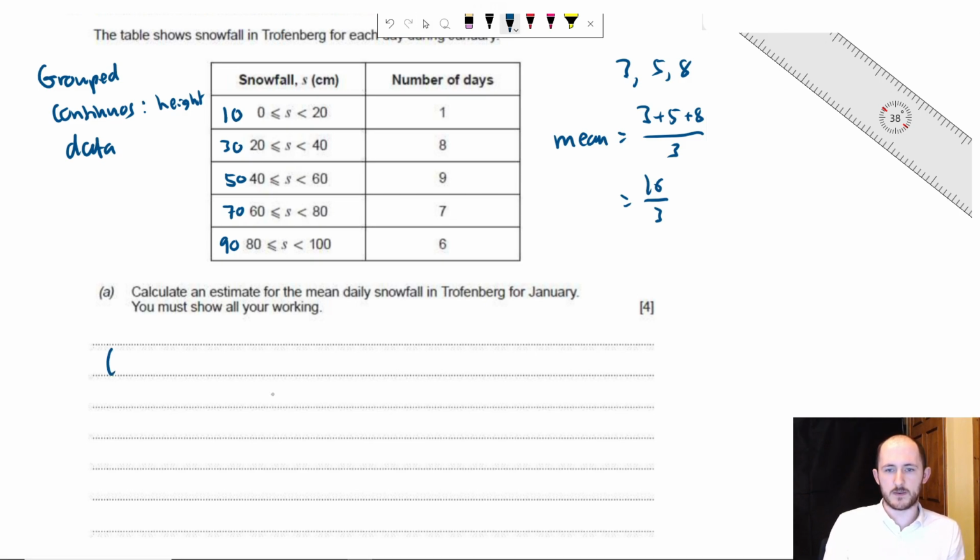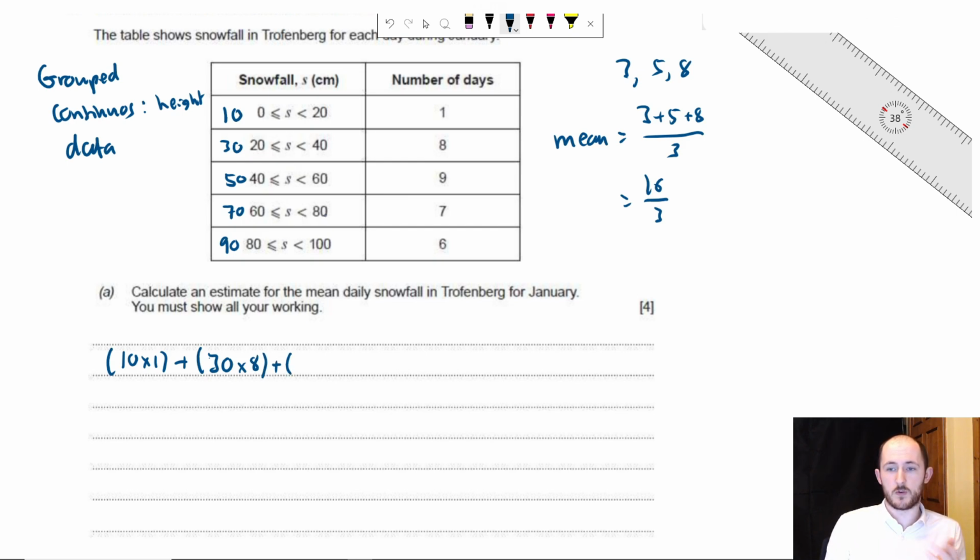So what we're going to do is we're going to do 10. So we take the midpoint and we times by the frequency. In this case, the frequency is the number of days. Okay? So it's always this column, you find the midpoint. Find the midpoint times by this column and add it all up. Okay? Hopefully you got full marks with that.